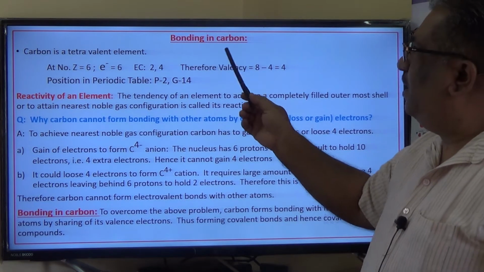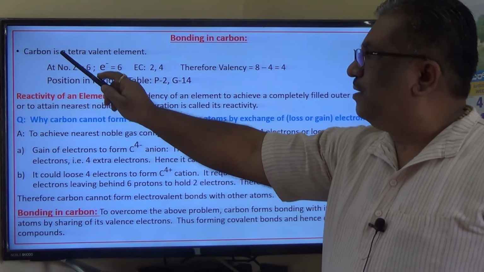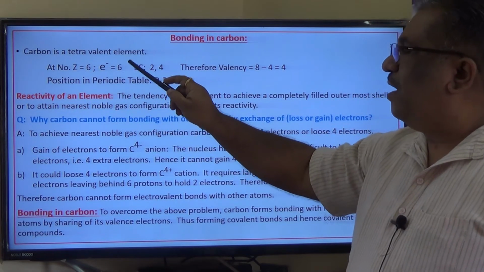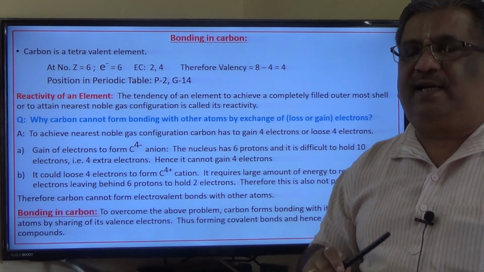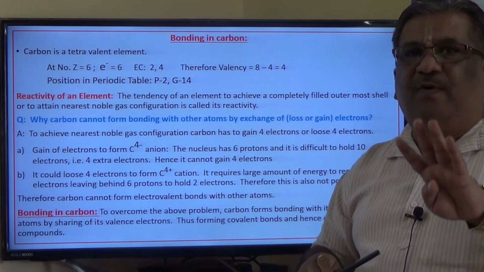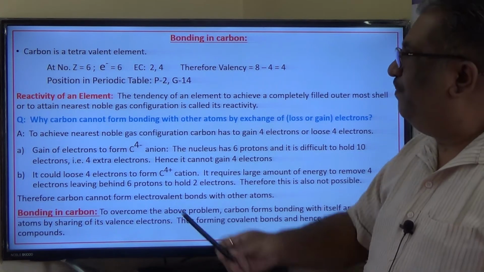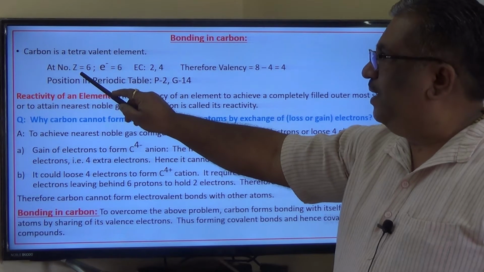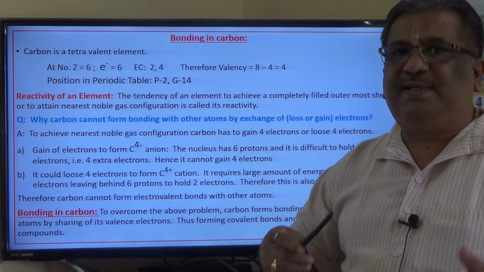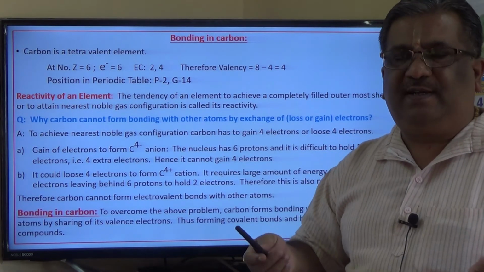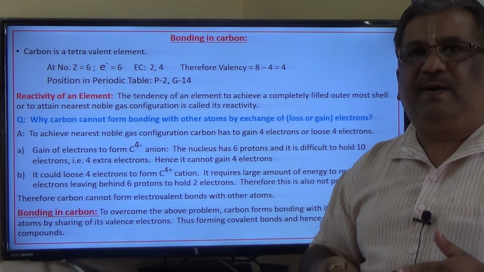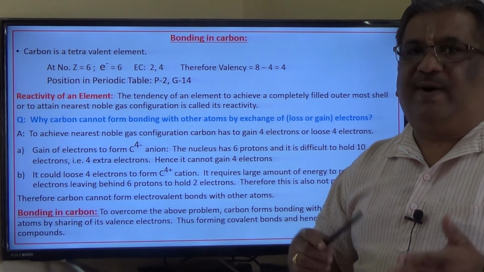Now, bonding in carbon. To study that, carbon is a tetravalent element. How do you say that it is tetravalent? Tetravalency means, tetra means 4. The valency of carbon is 4. Atomic number of carbon is 6. We represent carbon as 6C12, isn't it? Where 6 represents the atomic number and 12 represents the atomic mass number.